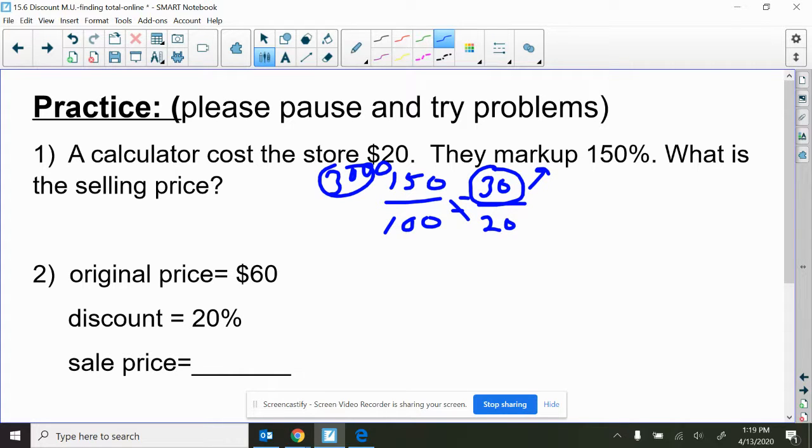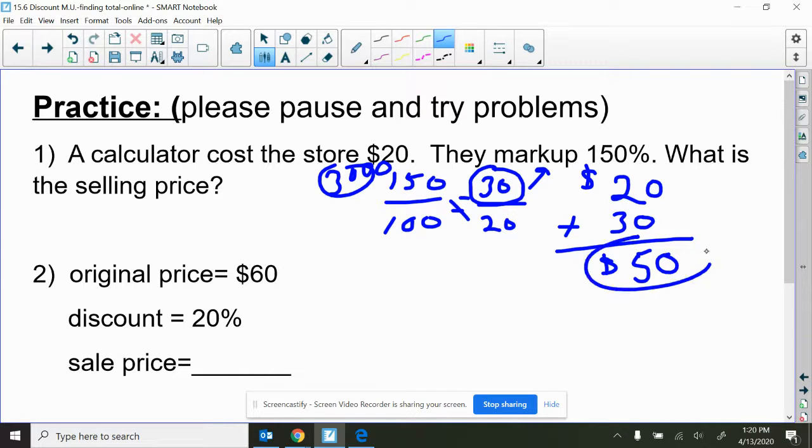So as we're finding percentages here, percentages of the number, we're either finding what the markup value is or the discount, and then we need to work with the original price. So the calculator started out, or cost the store $20. The store is increasing it through a markup, $30. So our new total price, our new selling price for the calculator is $50 total.